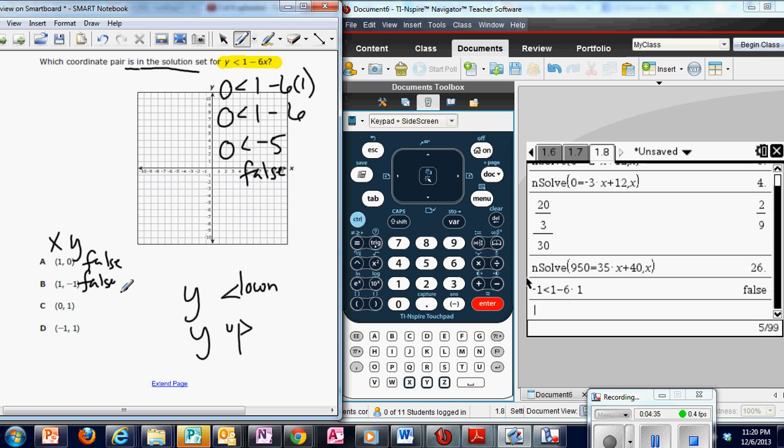So what I'm going to do now is, just because answer choice D looks similar, I'm going to go in and switch the signs, because that's all it is.